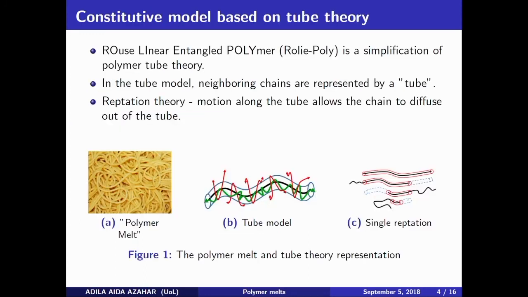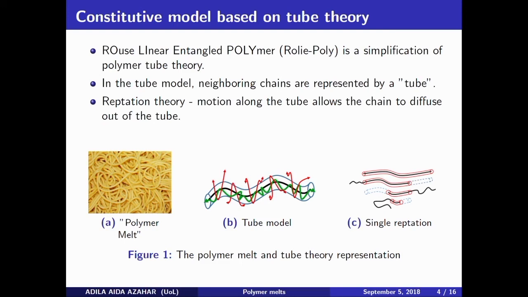In my case, I'm going to look at the constitutive model which is derived based on simplifications of the polymer tube theory, known as the Rolie-Poly model, short for Rouse linear entangled polymer. Speaking about polymer melt models, we can visualize the polymer melt as being analogous to a plate of spaghetti, where the spaghetti represents the polymer chain, and each of these chains is represented by a tube made up by neighboring chains.